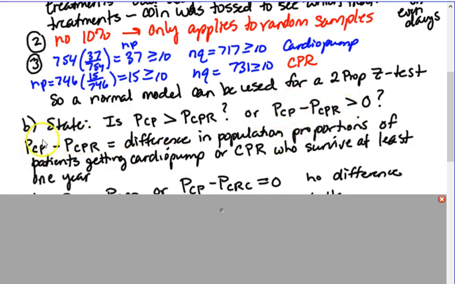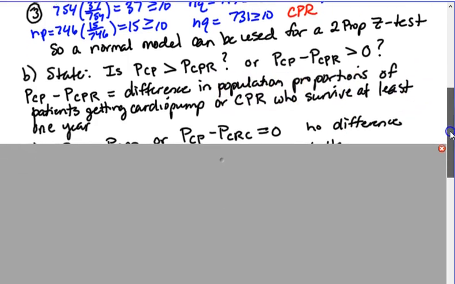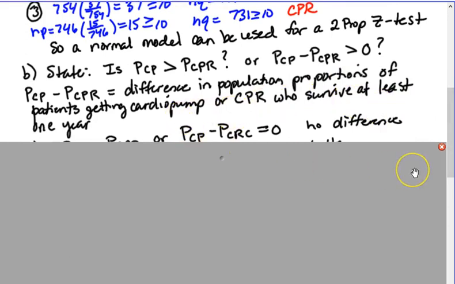So I am going to define my parameter of interest as the difference in population proportions of patients getting cardiopump or CPR who survive at least 1 year. And I notice I said population proportions. So the population being people, I should say the population proportions of heart attack patients, because that's who we're specifically dealing with, not just population proportions of people in general, but heart attack patients who survive at least 1 year.